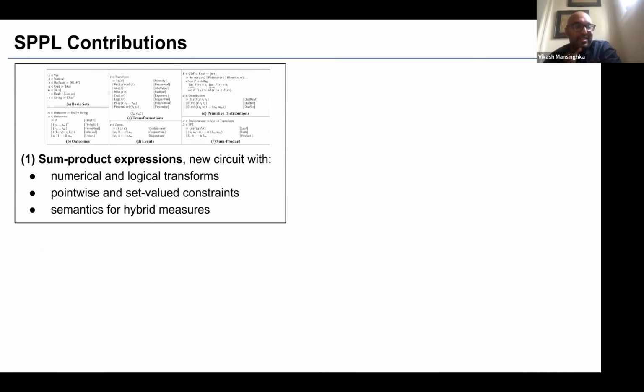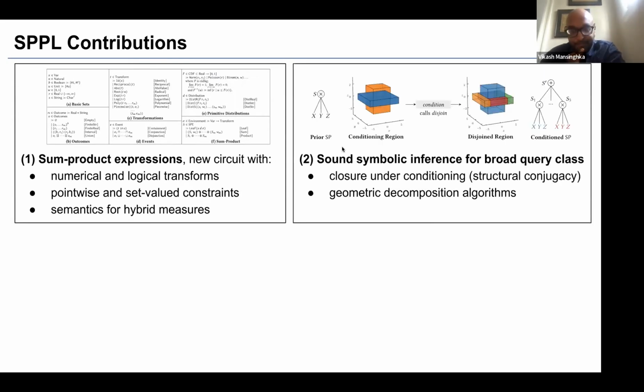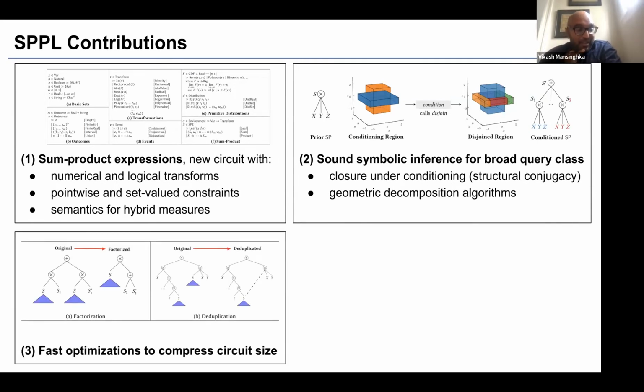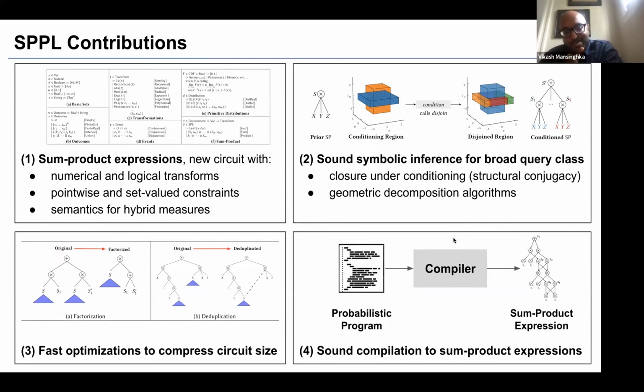And I'll just briefly highlight some of the features of SPPL that might be interesting to this community. So the first is it introduces a class of probabilistic circuit called a sum product expression that has some interesting new capabilities, including support for numerical and logical transforms, conditioning on point-wise and set-valued constraints, and careful semantics for treating hybrids of discrete and continuous random variables that are needed for these kinds of applications. SPPL provides sound symbolic inference for a broad query class, and it also leverages PL techniques for fast optimization of the learned circuits to compress the circuit size, which is essential for many applications. And its basic architecture reveals something about the problem of how to take general probabilistic programs in languages with appropriate restrictions and compile them to probabilistic circuits.